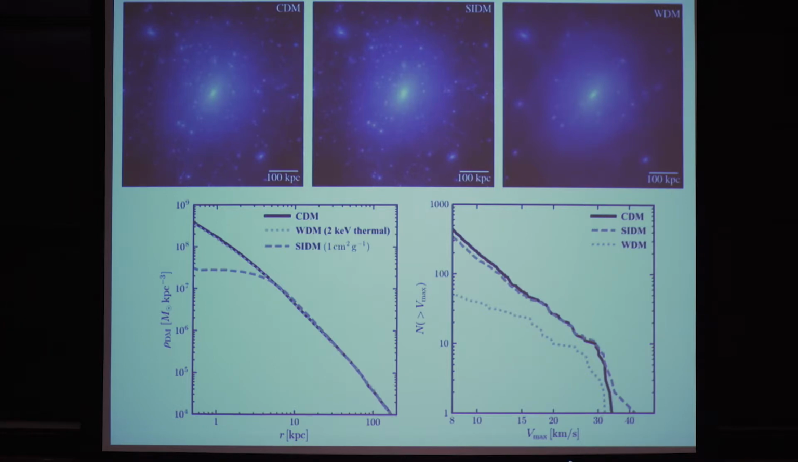So self-interacting dark matter has the same substructure mass function as warm dark matter, but it has a big core in the dark matter density profile. Warm dark matter has much less substructure than cold dark matter, but it has the same dark matter density profile, at least for a Milky Way size system. So they do two very different things.